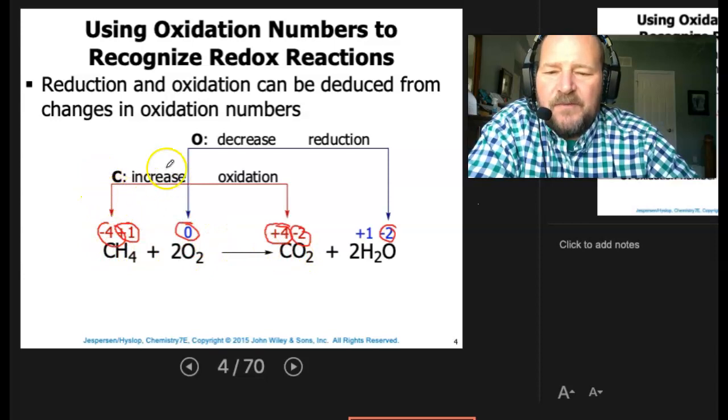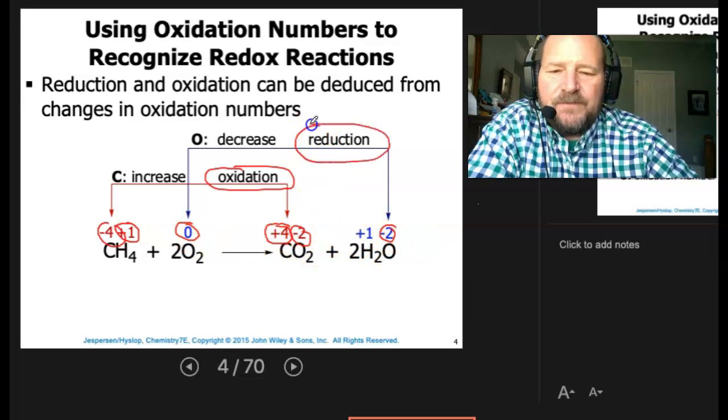Now, for the carbon then, we get an increase in the oxidation number, right? We lost 8 electrons is the way that's going to look. And so that's going to be oxidation. For the oxygen, it went from 0 to -2 on both of these. That's going to be a reduction. Now, what about hydrogen? Well, hydrogen stayed as a +1 throughout the reaction. Okay, so nothing happened there.